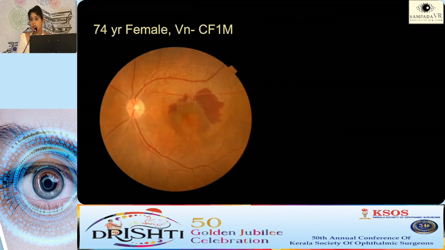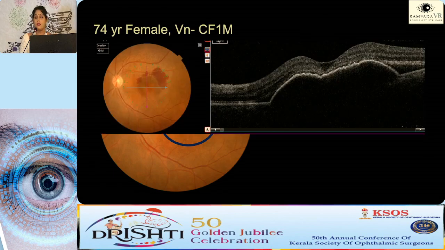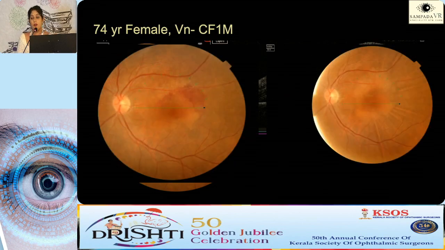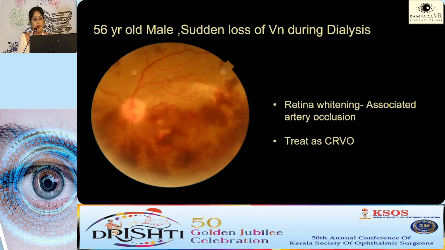Now, this is a typical case of hemorrhagic PED with other hemorrhages and all. So this is a good hemorrhagic PED, but this is a PCV, and post Eylea injection, the patient has beautifully improved to 6/9. Now, sudden loss of vision during dialysis, a case of hemi-CRVO, when the visual loss is out of proportion to what you see, this whitening of the retina. This is actually a combined occlusion. So you can treat this as CRVO, but this should not be missed.